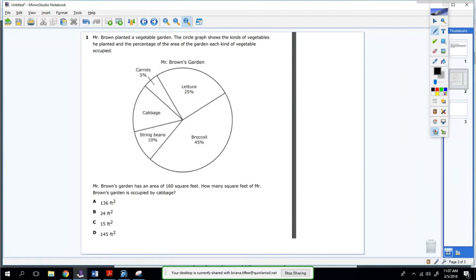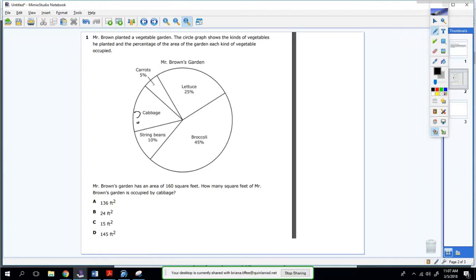So it says, Mr. Brown planted a vegetable garden. This graph shows the kinds of vegetables he planted and the percentage of the area of the garden each kind of vegetable occupied. Mr. Brown's garden has an area of 160 square feet. How many square feet of Mr. Brown's garden is occupied by cabbage? Well, cabbage, I don't have a percentage, but there's a percentage for everything else.